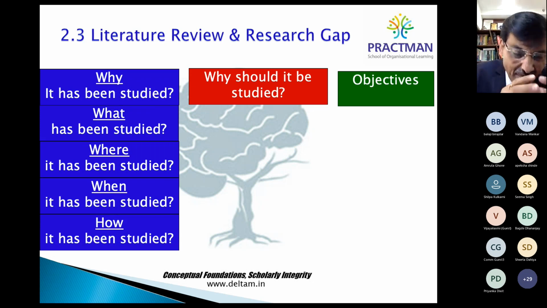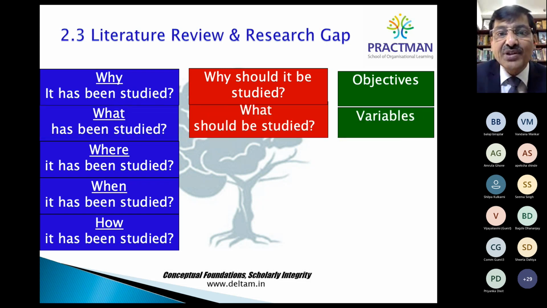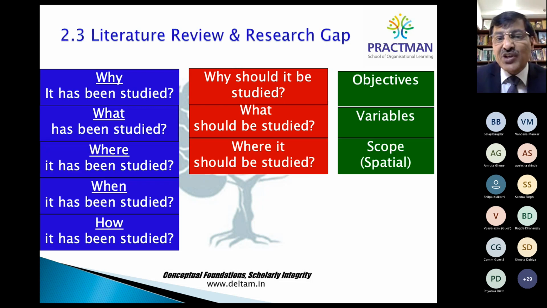What has been studied in a particular research paper, where it has been studied, when it has been studied, and how it has been studied. Then I ask questions, what should I be studying? Which will help me in identifying the variables in my research. Where it has been studied and where should I be studying? That will help me in defining the scope of my research, the spatial scope of my research, which sector, which geography, which segments of people I should be studying.